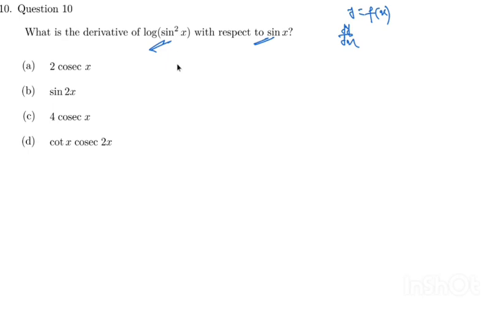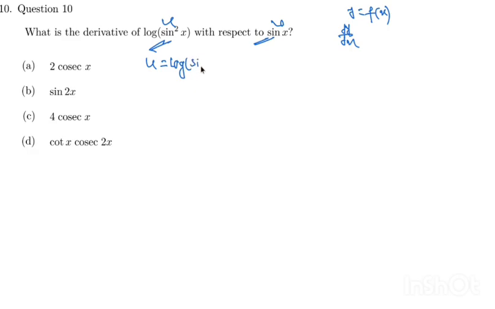So at first, let's denote the first function by u and the second function by v. And both are functions of the same variable x. So individually, we will take derivative of both the functions with respect to x. Then we will calculate the required result. So at first, calculate the derivative of the first function with respect to x. So we are denoting the first function by u.